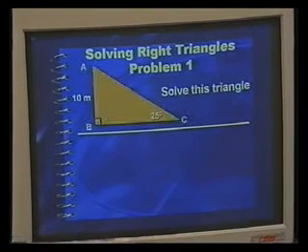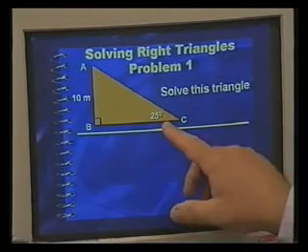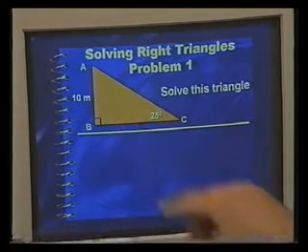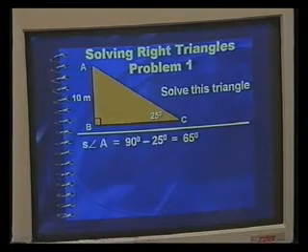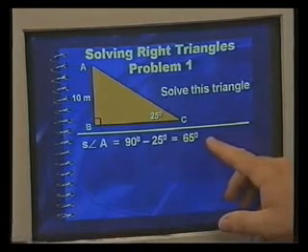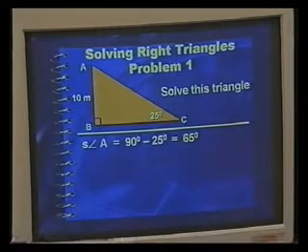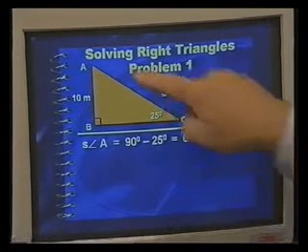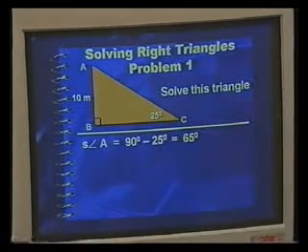So here we've got the same triangle with the same angle size there, 25, and the same length there, 10. How do we go about it? Well, first of all, we can find the size of angle A, which must be 65 degrees, because those two angles must add up to 90 degrees.